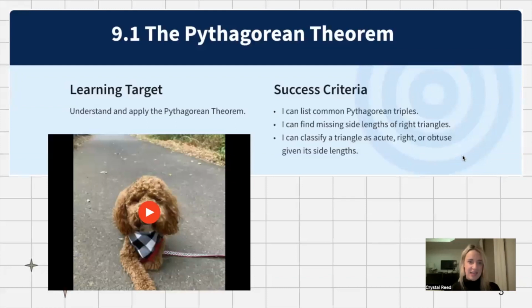Our learning target today: understand and apply the Pythagorean Theorem. Our success criteria: I can list common Pythagorean triples. I can find missing lengths of sides of triangles. I can classify a triangle as acute, right, obtuse, given just its side lengths.